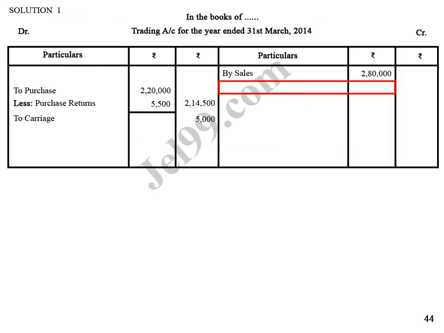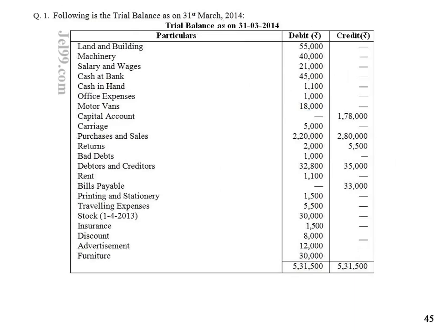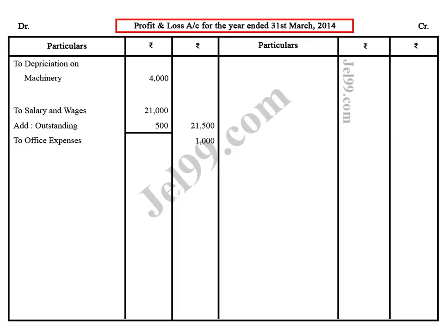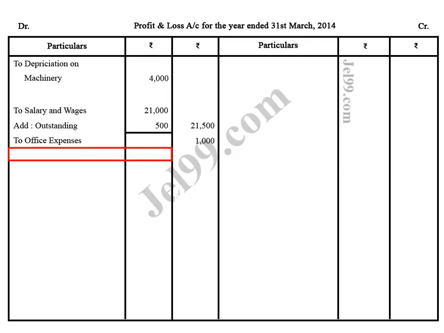Next is return on debit side of rupees 2,000, this is sales return, it is shown in trading account, credit side, less from sales, as sales returns rupees 2,000, so 2,80,000 minus 2,000 is equal to 2,78,000. Next entry, bad debts of rupees 1,000, it is shown in profit and loss account, debit side, to bad debts rupees 1,000, in a column because there is adjustment on bad debts.